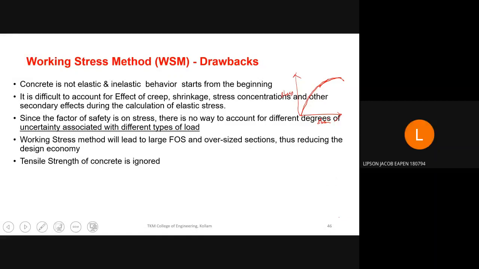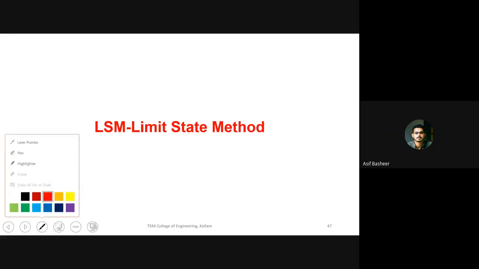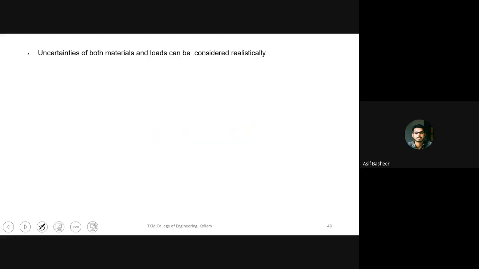Yes, sir. Next one is the limit state method of design, and this is a very important one in your design of RC structures, and currently this is being practiced in India. That is the limit state method design of RC structures. Here in limit state method, whatever drawbacks you had in your working stress method are being taken care of.